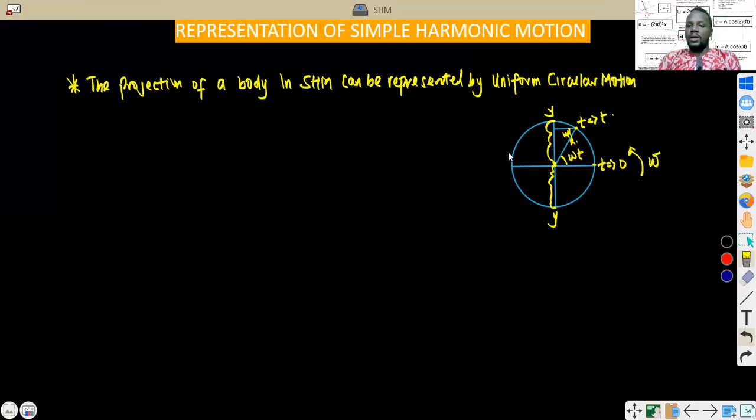So we can see from there, look at this, guys. What's this? Opposite over hypotenuse. What is opposite over hypotenuse? That's sine. So you can say y is now equal to, so the radius is r sine of omega t. So as you can see, this is the way we represent simple harmonic motion in uniform circular motion.